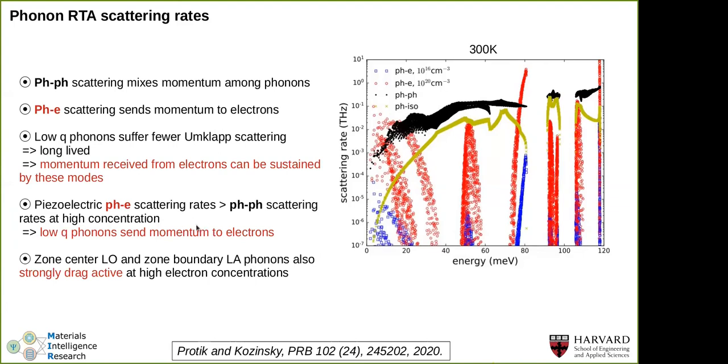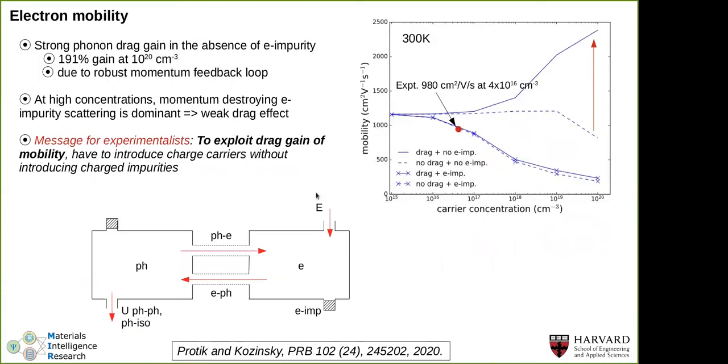Next, note that phonon-electron scattering rates, shown in red here, are higher than phonon-phonon scattering rates in the high doping case. So these low wave vector phonons will be able to send back this momentum to the electrons, forming this momentum loop between the electron and the phonon systems. Similarly, for the high doping case, zone center longitudinal optic and zone boundary longitudinal acoustic phonons will also be strongly drag active. Now let's look at a couple of the transport coefficients.